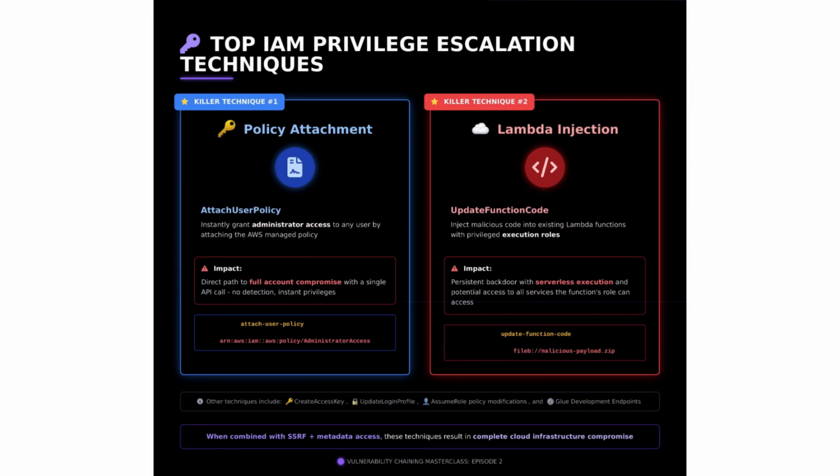And here's where it gets even scarier. 2 killer moves. First, policy attachment. With one command, the attacker slaps the administrator access policy onto themselves. Instant God mode. Second, Lambda injection. By updating the code of a Lambda function, they plant a permanent backdoor that executes every time the function runs. Both are stealthy, powerful, and devastating when chained from SSRF.